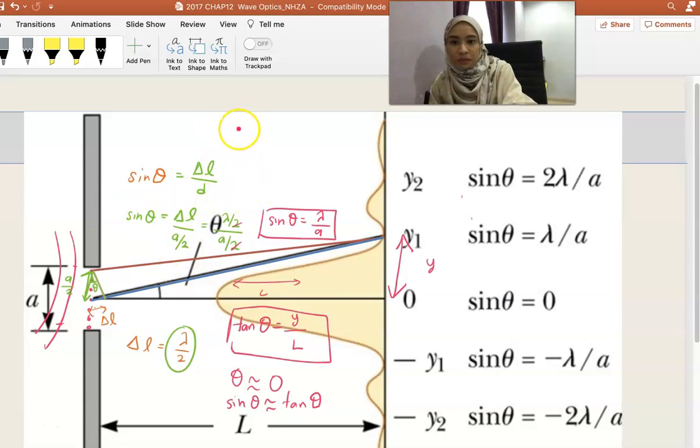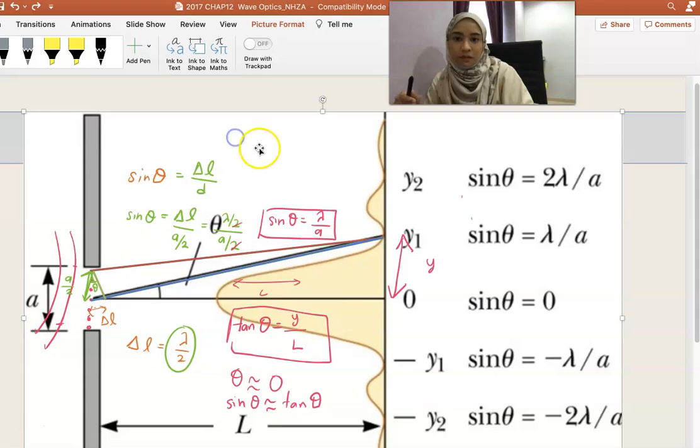I know. So it becomes lambda. I'm all over the place. Good job. Let me rearrange everything first. It's kind of hard to do that.